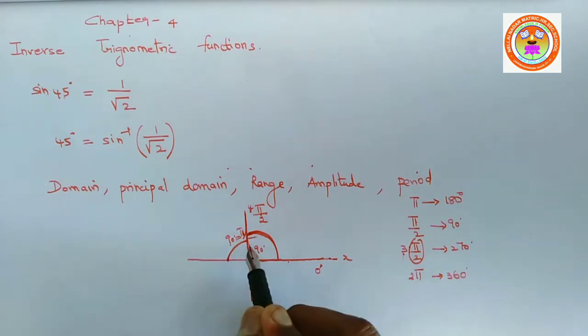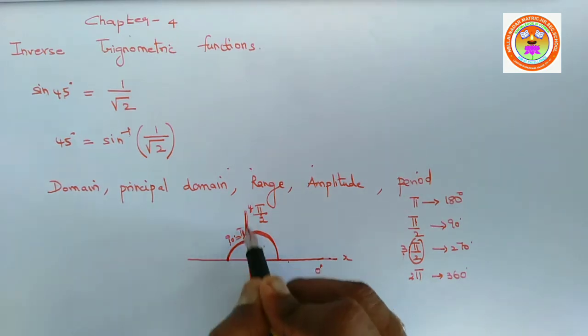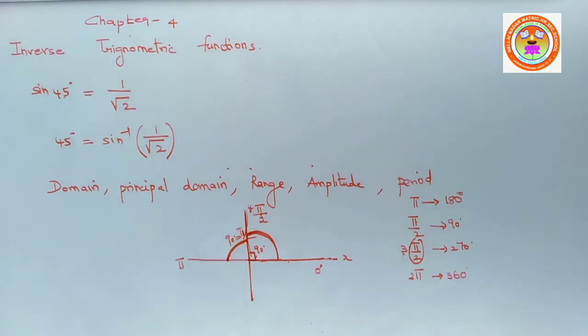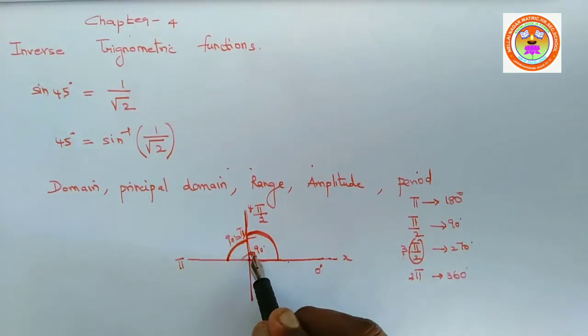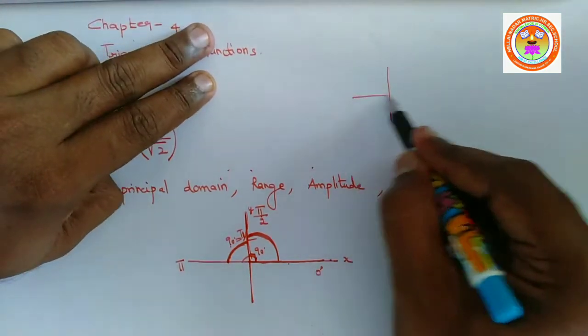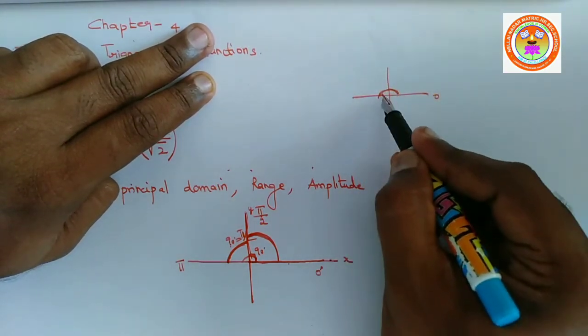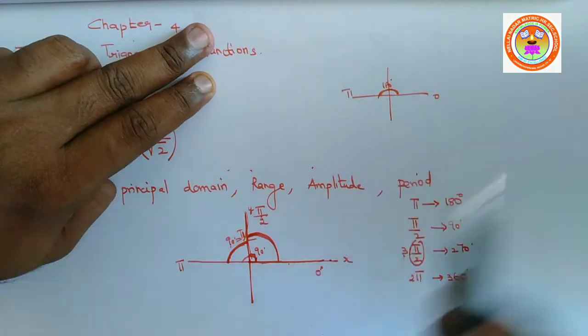Pi by 2 plus pi by 2. Because this is pi by 2 now, this pi by 2 plus pi by 2 is nothing but pi. Pi by 2 plus pi by 2 is nothing but pi. So see, the total is going to be 180 degrees. The angle from 0 travels here, 180 degrees, nothing but pi.